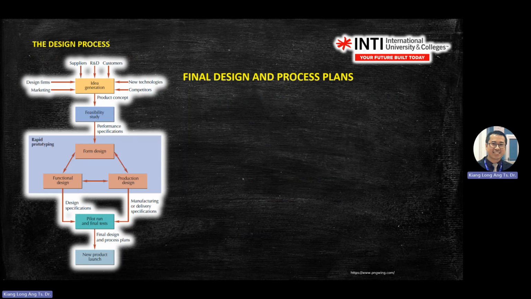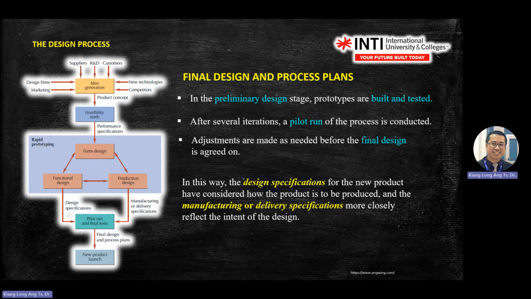Okay, then we have this. We already covered form design, functional design, and production design. The output will be 2: design specification and manufacturing specification. These two don't mix together. On the left-hand side is design, and the right-hand side is more on the manufacturing. The input goes into the pilot run and final test. So this one you read.